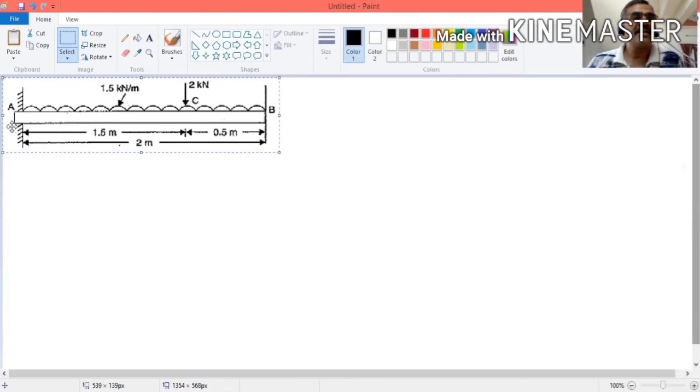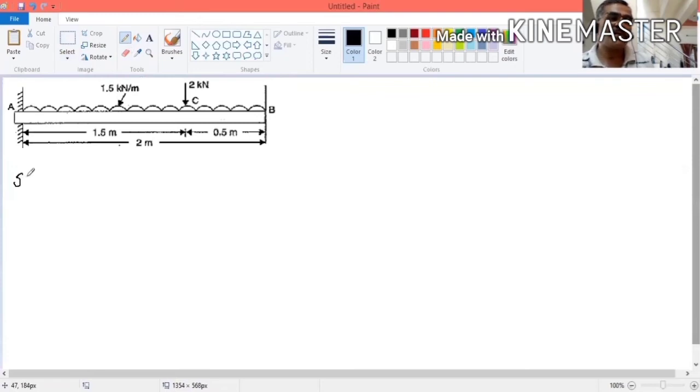and A. The uniformly distributed load is acting throughout the length. In between, how to join? Already we have discussed that, we will see later. Now you have to find the shear force at this point, this point and this point. Similarly, the bending moment at this point, this point and this point. Then you draw the diagram. Right.